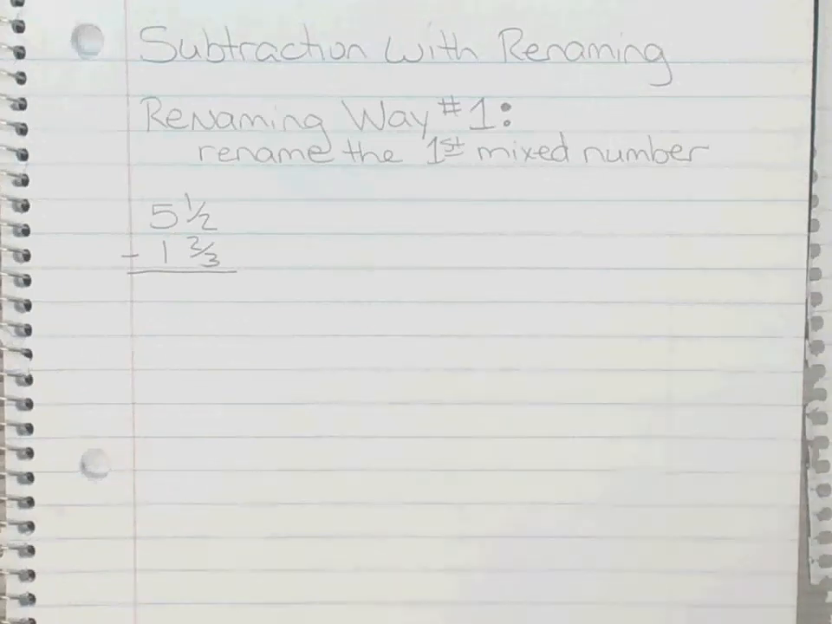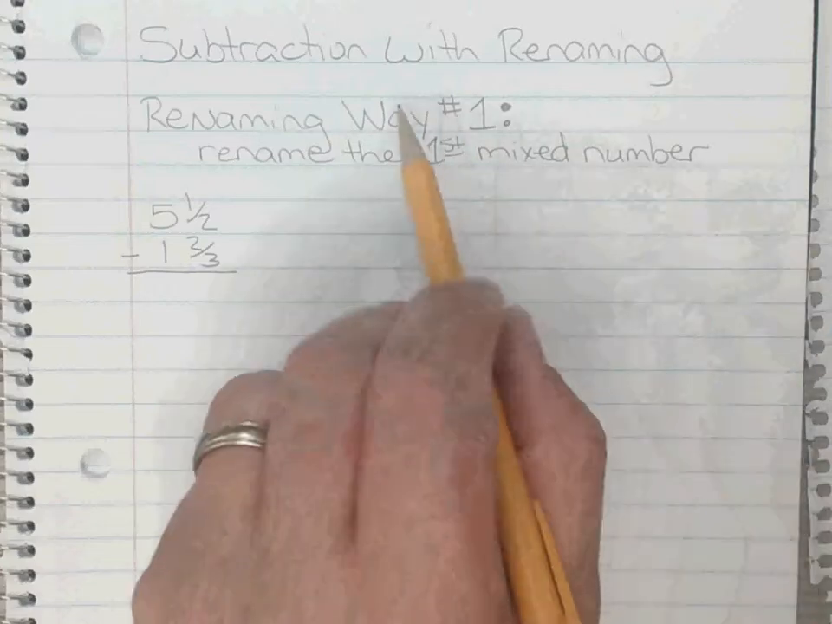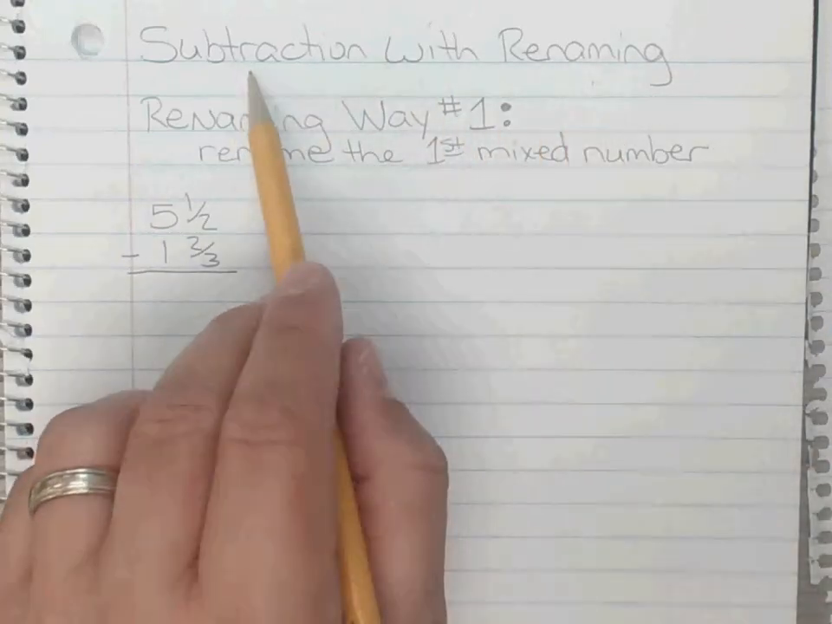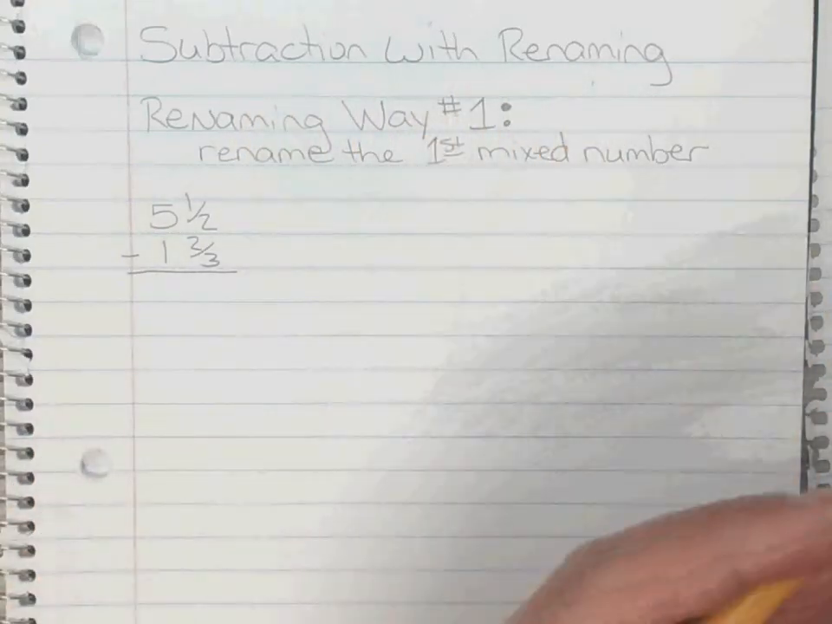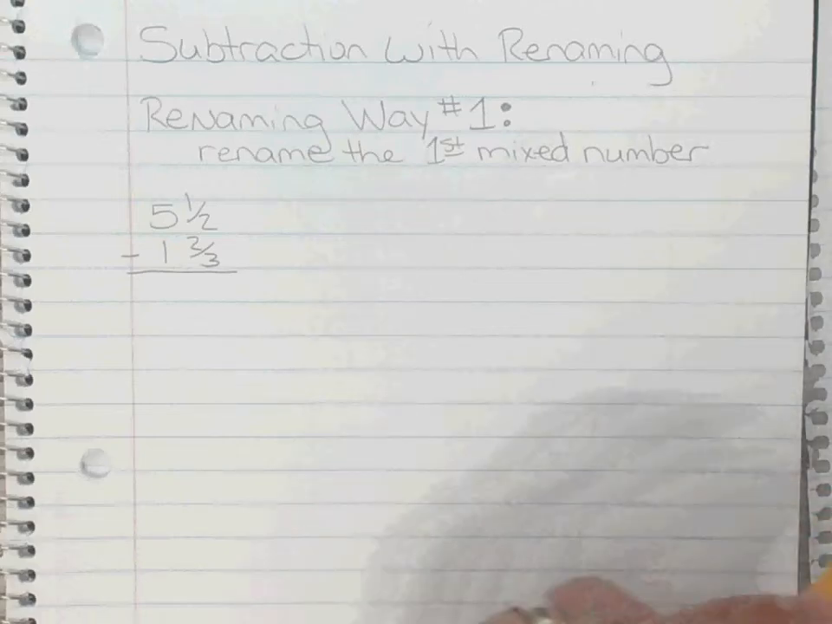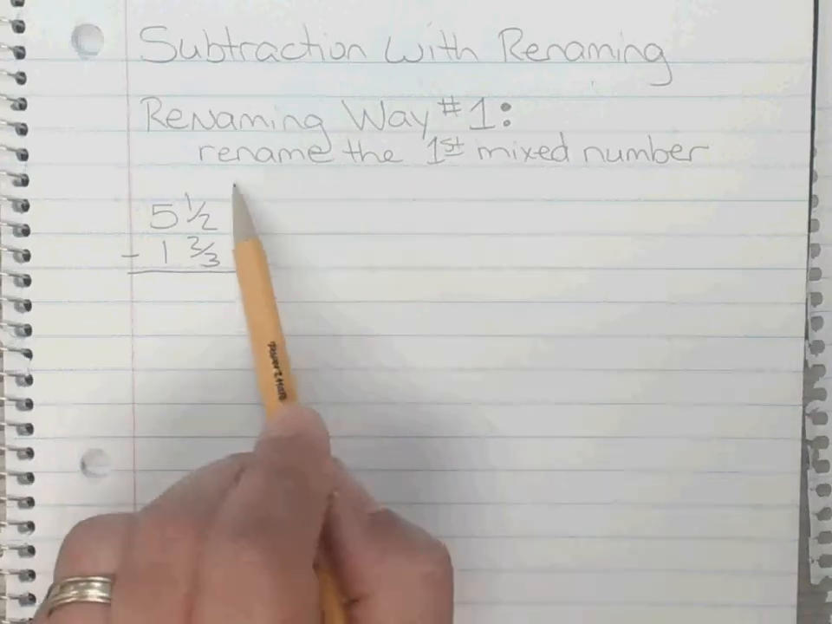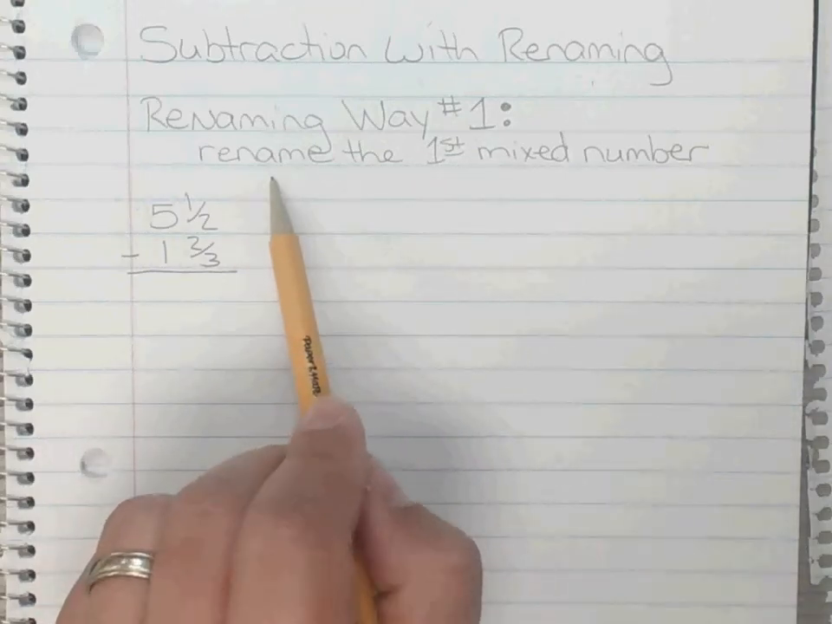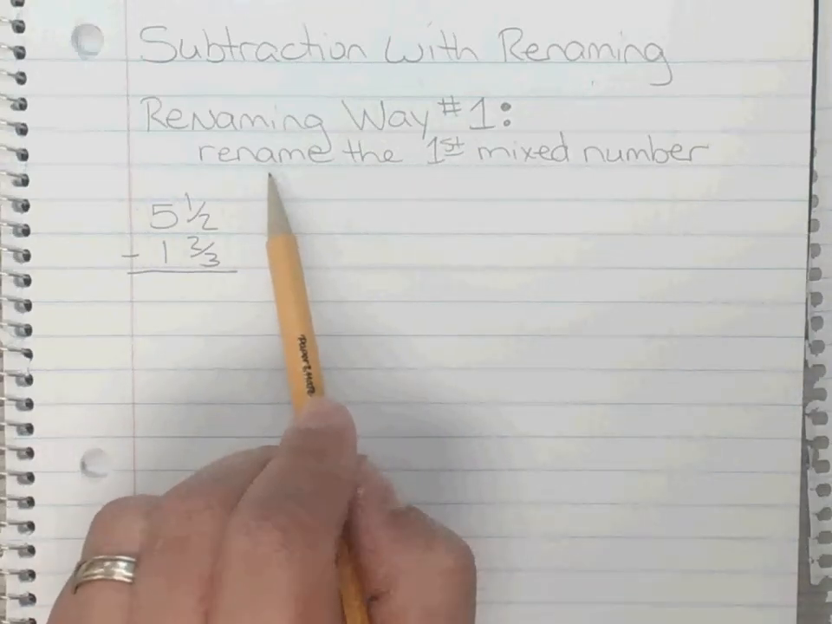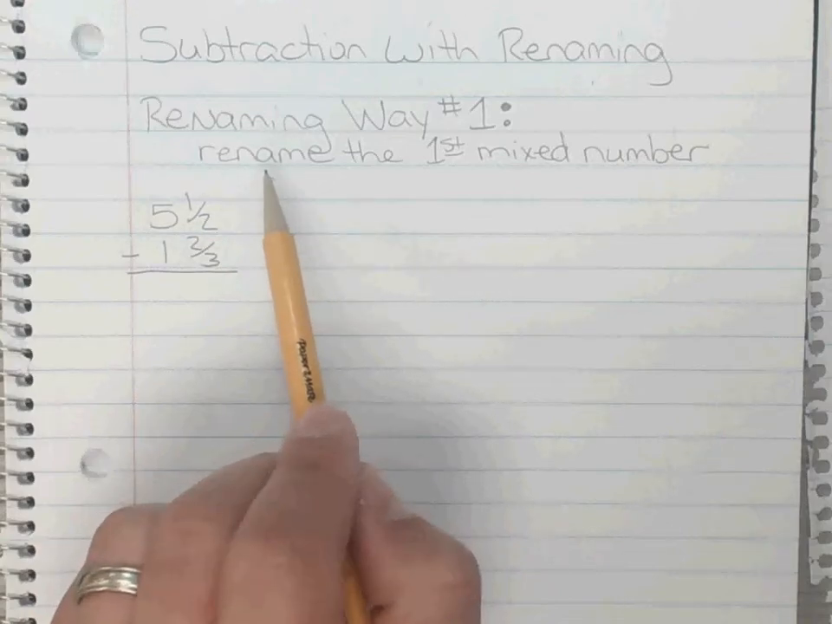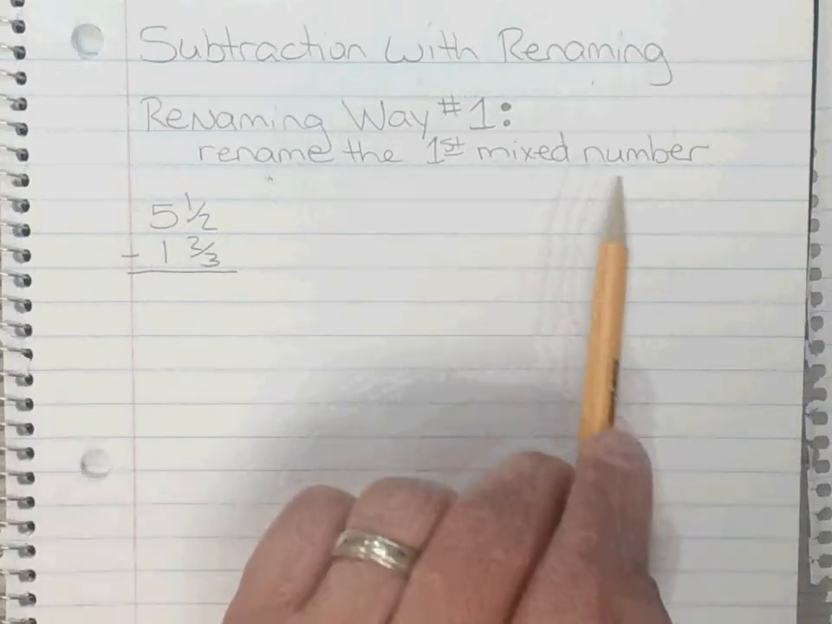Let's subtract mixed numbers with renaming. So we're going to do some subtraction with renaming. And there's two ways that you can do this. The first way I call renaming way number one. What we're going to do is rename, still keeping it an equal mixed number, but we're going to rename the first mixed number.